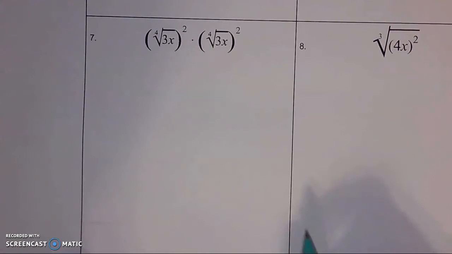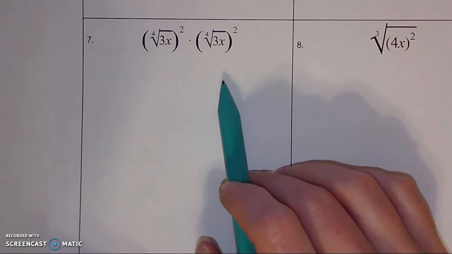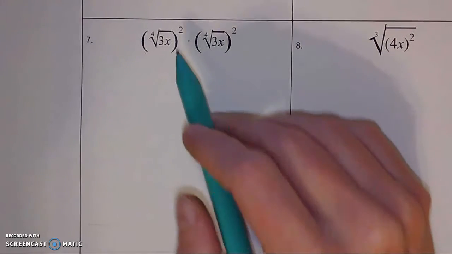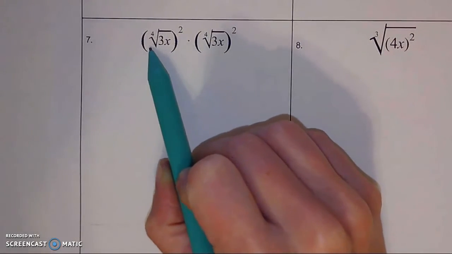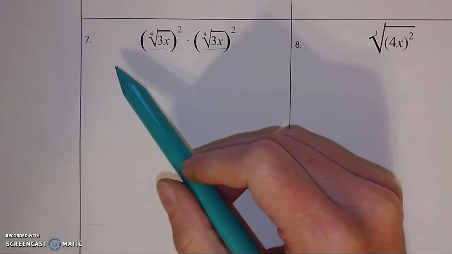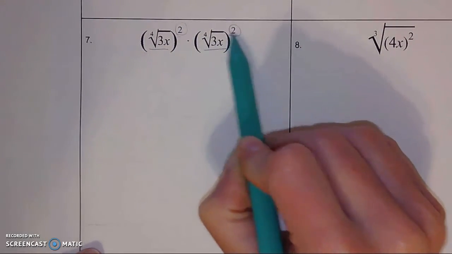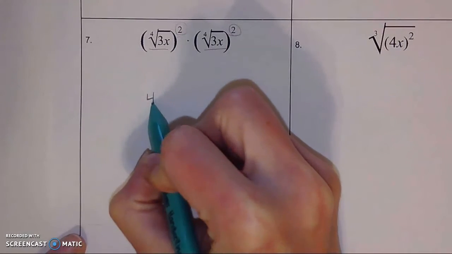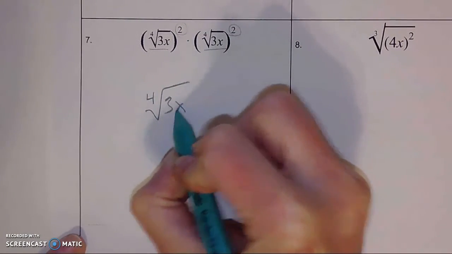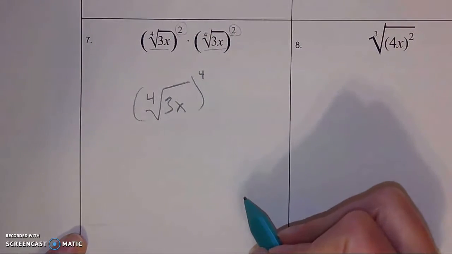All right, our next problem has a multiplication. You could do this a couple of different ways. Again, you just really have to decide what you want to do. But I do see that they have the exact same base. So this goes back to our original problems where if you have the same base and you're multiplying, you can just add exponents. So my same base is the 4th root of 3x, and all of that is now going to be 2 plus 2, which is to the 4th power.